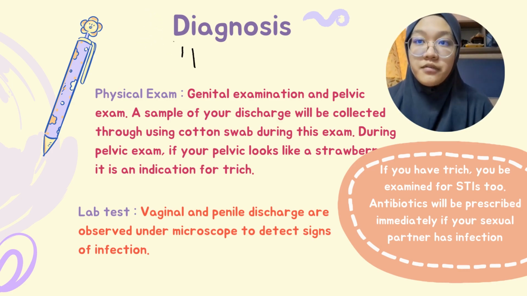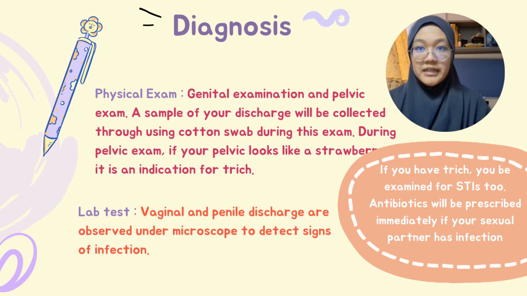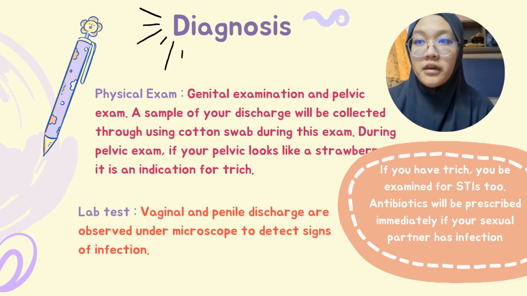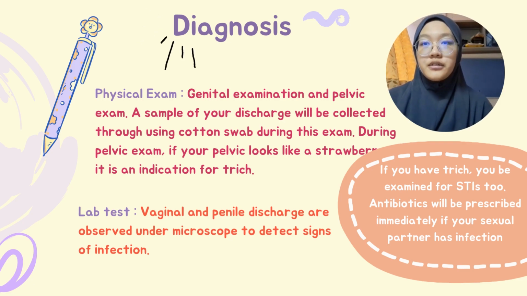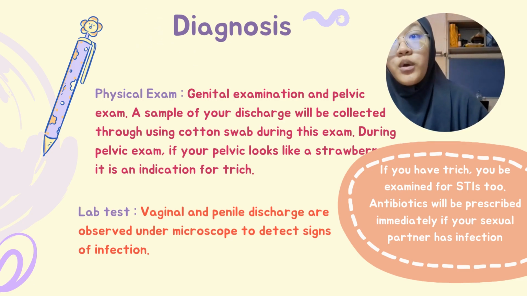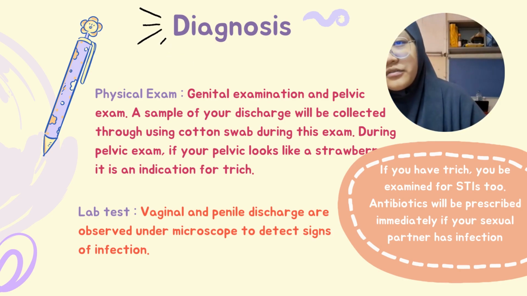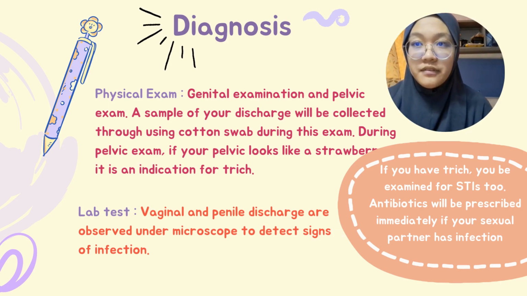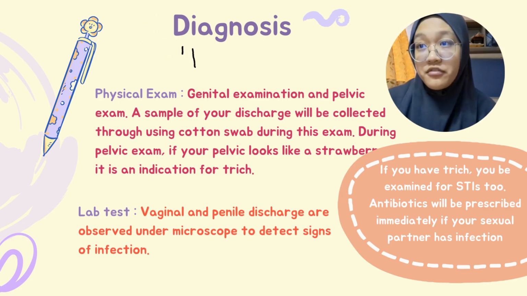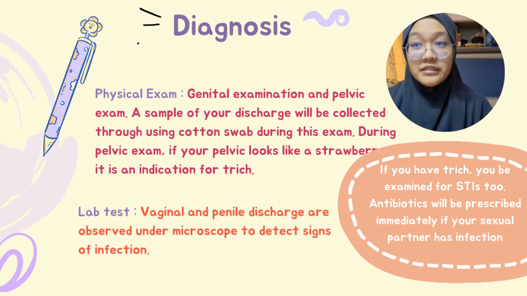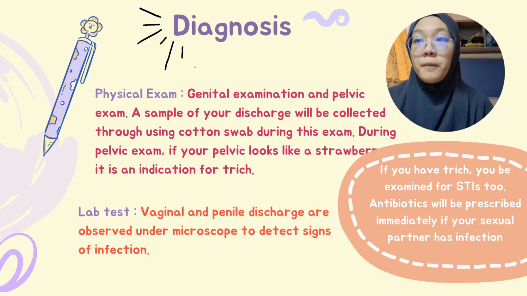So for diagnosis for trichomoniasis, there will be two, which are the physical exam and the lab test. So for the physical exam, there will be a genital examination and a pelvic examination, where your discharge will be collected using a cotton swab during this exam. And during the pelvic exam, if your cervix looks like a strawberry, that means you have trichomoniasis. While for the lab test, a vaginal and penile discharge are observed under a microscope to detect signs of infection.